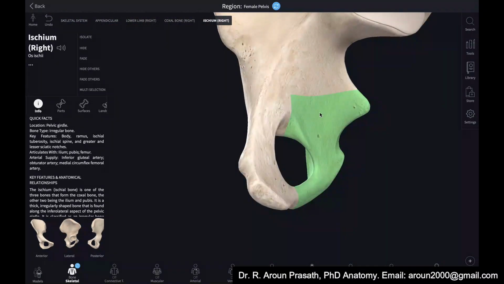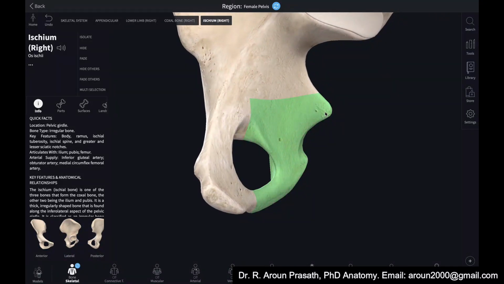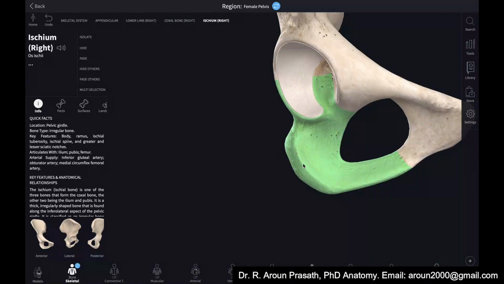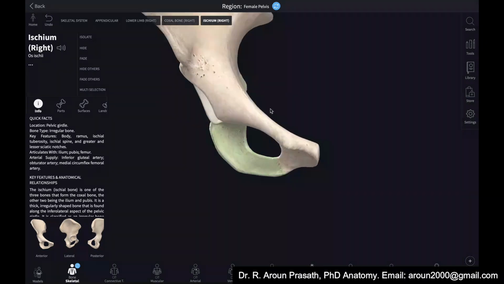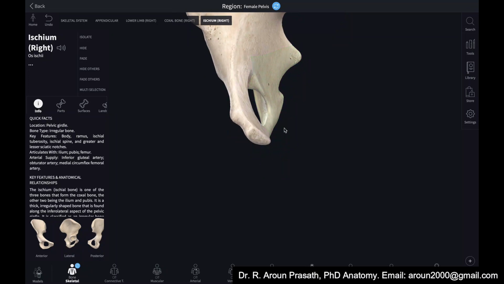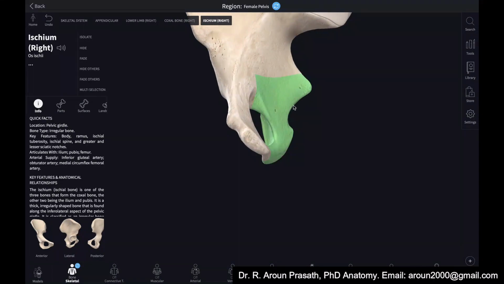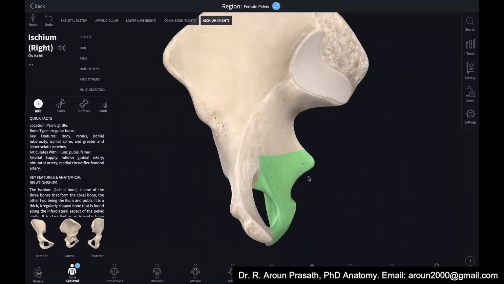Okay, and in the ischium there is a spine-like projection. This is called the ischial spine, which gives attachment to the pelvic floor muscles. And this is the ischial tuberosity, and the extension from the ischial tuberosity is called the ischial ramus. Moreover, the lesser sciatic notch is formed below the ischial spine.